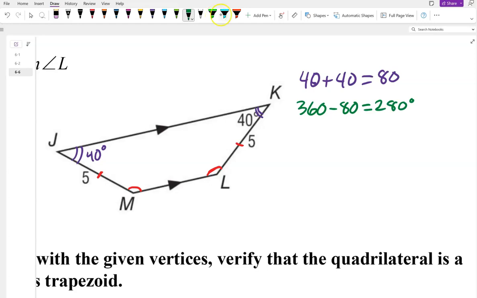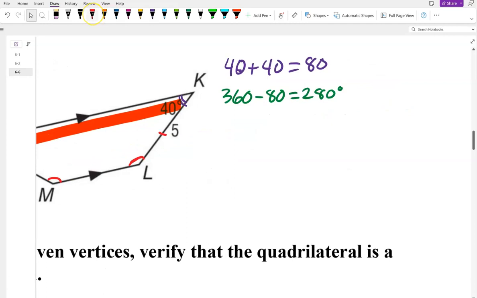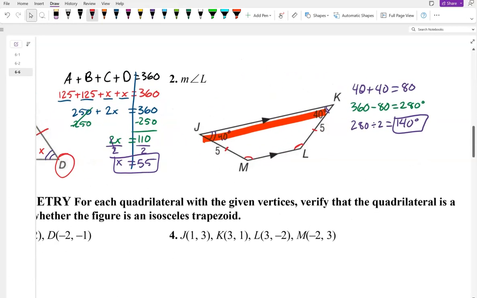That's effectively just saying, if I get rid of those two, all I have left are angle M and L, and that has to be the 280 degrees that's left. Since they're both equal to each other, I'm essentially just splitting that 280 equally between those two angles. That is why you end up doing 280 divided by 2, which is 140 degrees. Both of those are the same math.